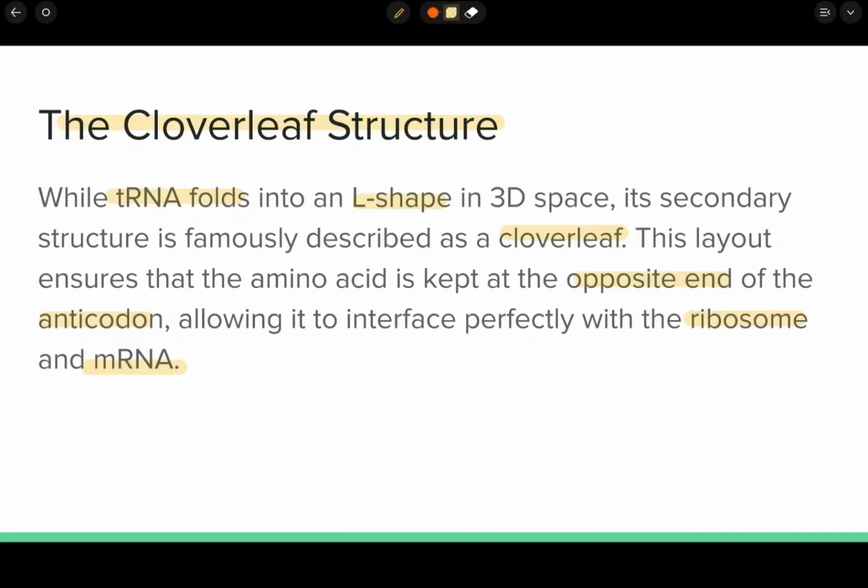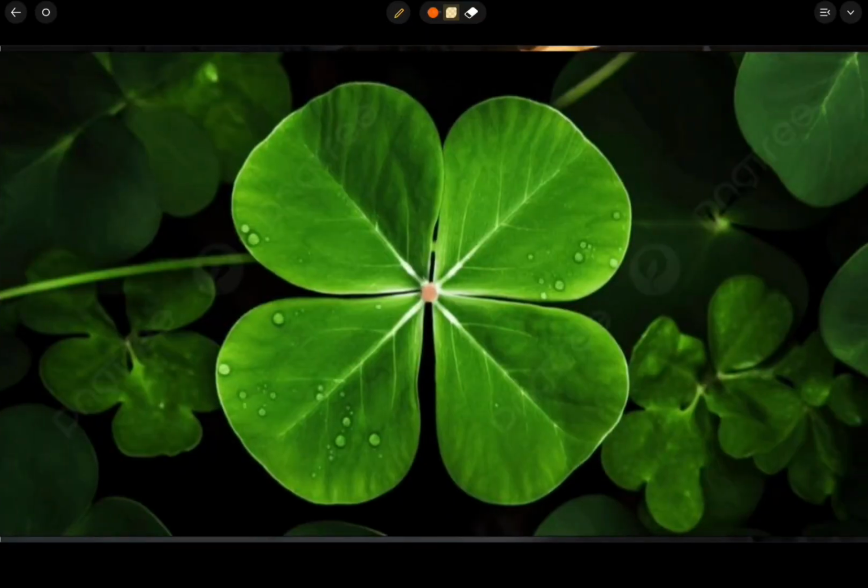So tRNA folds into an L shape in 3D space, and its secondary structure is described as a clover leaf. This is the clover leaf structure. So tRNA looks like a clover leaf, and in 3 dimensions it is formed into an L shape. That's why it is also known as the clover leaf structure.